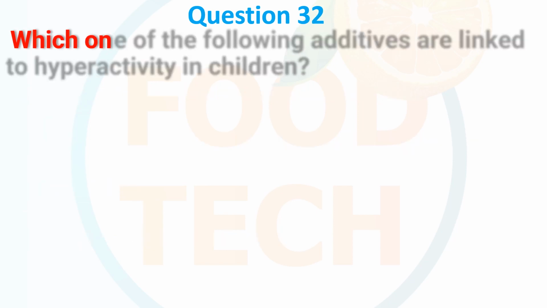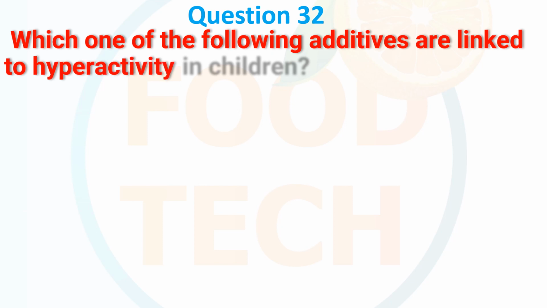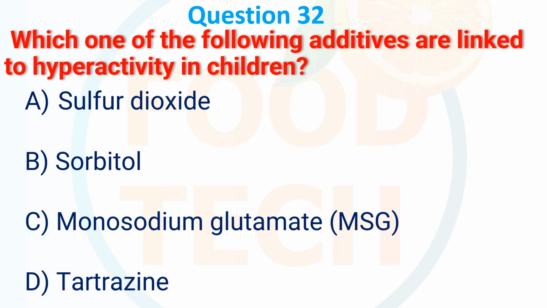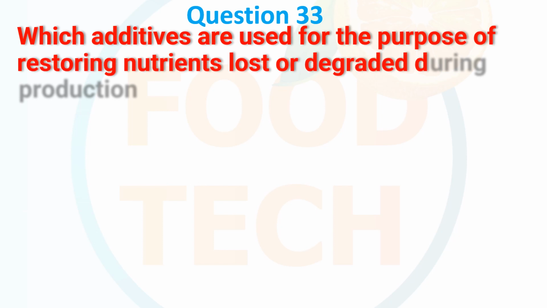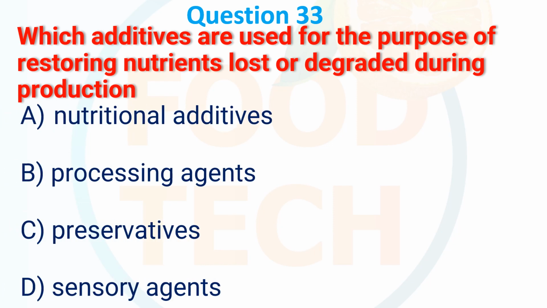Which one of the following additive are linked to hyperactivity in children? A. Sulfur dioxide, B. Sorbitol, C. Monosodium glutamate, D. Tartrazine. The answer is C. Monosodium glutamate. Which additive are used for the purpose of restoring nutrient lost during degradation during production? A. Nutritional additive, B. Processing agent, C. Preservative, D. Sensory agent. The answer is A.